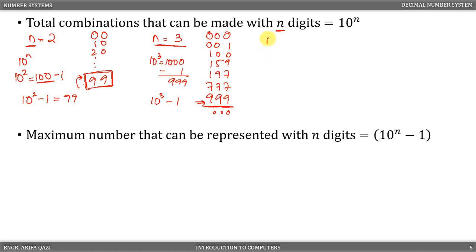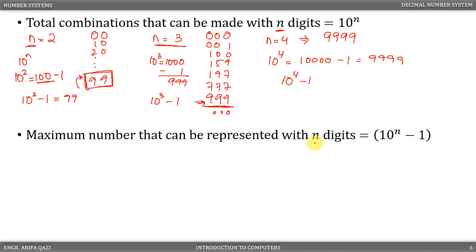What about if n equals 4? What do you think the maximum number that we can form will be? Actually, n equals 4 means 10 raised to 4, which is equal to 10,000. But n equals 4 means that the maximum number that we can form is 9999, which is 10,000 minus 1. I hope you notice a pattern here. So the maximum number we can form with 4 digits is 10 raised to 4 minus 1. And this is how we form the formula.